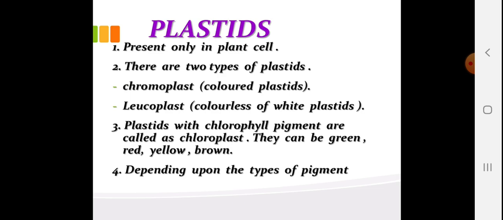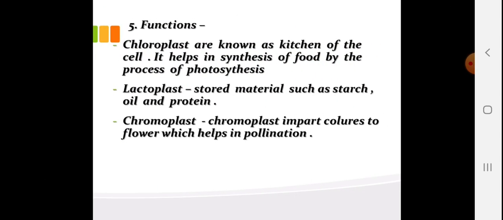Now let's talk about the plastids. They are present only in the plant cell. We have already discussed the plastids in our previous parts. There are two types of plastids, chromoplasts, the color plastids, which impart color to the plant, and leucoplasts, which are colorless or white plastids. Plastids with chlorophyll pigments are also called chloroplasts. They can be green, red, yellow, brown or purple, depending upon the type of pigment they carry.